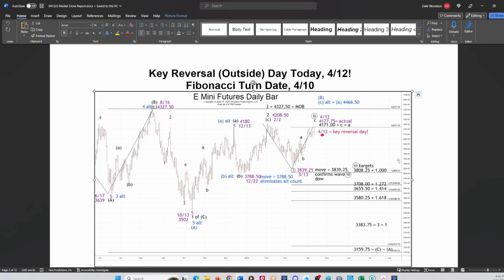There we go. So we have our upside and downside parameters. We'll see what happens from here, but it looks like wave 3 is in play, and we'll get verification with a drop way down here below the wave 1 low from March 13.